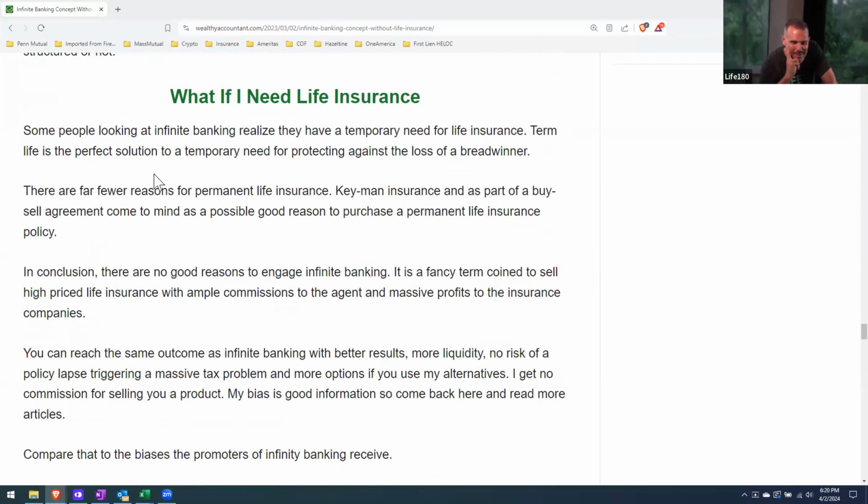There are far fewer reasons for permanent life insurance. Key man insurance and as part of a buy-sell agreement come to mind as a possible good reason to purchase a permanent life insurance policy. In conclusion, there are no good reasons to engage infinite banking.